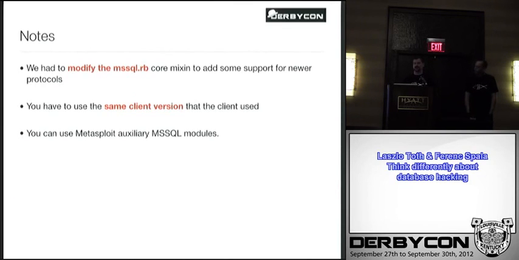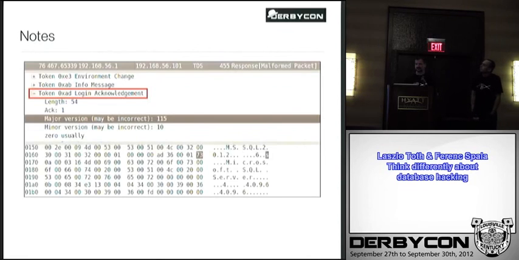You have to use the same client version that the client used if you are using the MS SQL clients to connect to the hijacked thread. The TNS protocol is quite a huge animal. The TDS protocol is not so complex, but still complex. Or the clients are, I don't know, sensitive. And as I said, you can use the Metasploit auxiliary MS SQL modules.